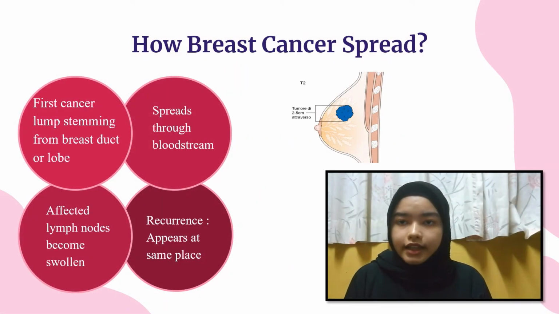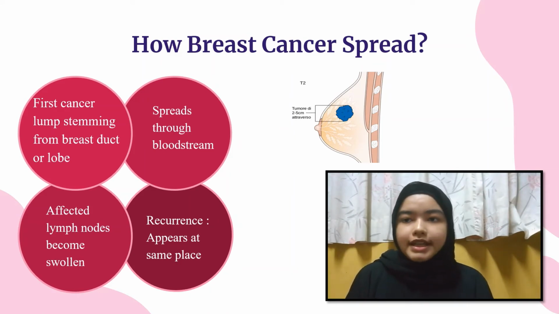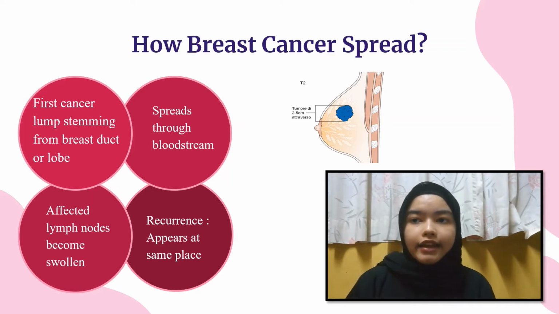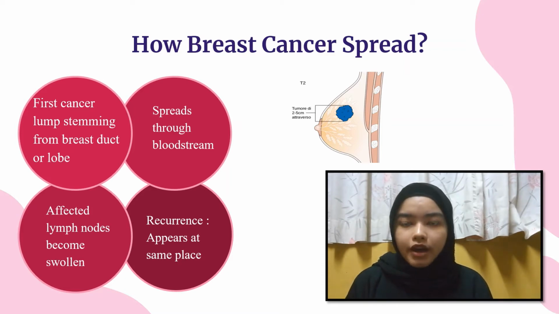As stated in the slides before, breast cancer is a disease in which cells in the breast grow out of control. The breast is considered the primary tumor site where the first cancer lump is diagnosed, stemming from the breast duct or lobes. It probably spreads through the bloodstream. The affected lymph nodes will become swollen and enlarged. When cancer comes back after treatment, it may return to the same place, which is called recurrence, as it is not a new cancerous cell.